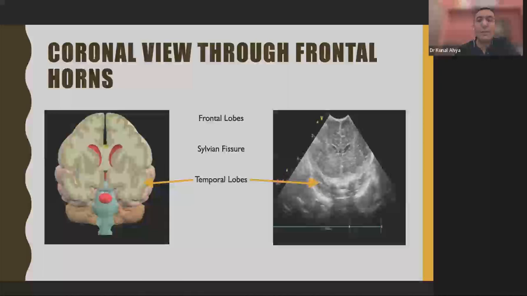Below down is your temporal horn. So above, on the frontal side, is the frontal horn, and below it is your temporal lobe. This view is called the frontal horn view, in which you can see the frontal horn. Still, you do not see any bright choroid plexus structure here.